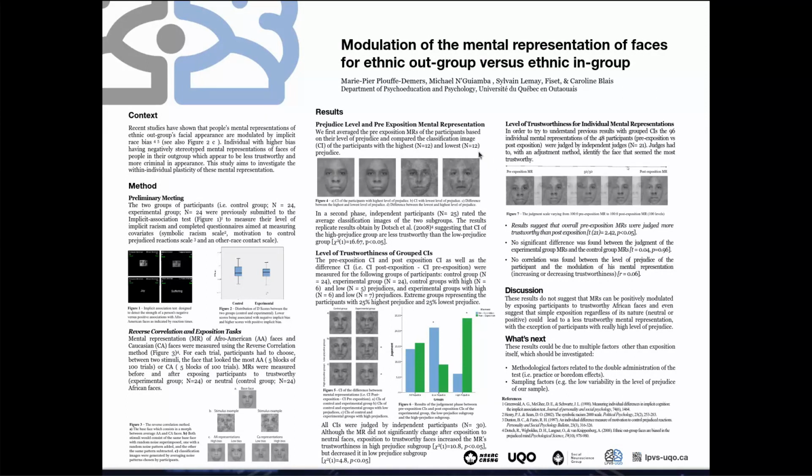Next comes the results. So you can see here, again, they've listed out all of the statistics that were relevant, but they've also included a graph to help people visualize what those statistics actually mean. And along with the statistics, they've also got a kind of plain text explanation. So they've said here, although the MR did not significantly change after the exposition to the neutral faces, exposition to trustworthy faces increased the MR's trustworthiness in high prejudice subgroup, but decreased it in low prejudice subgroup.